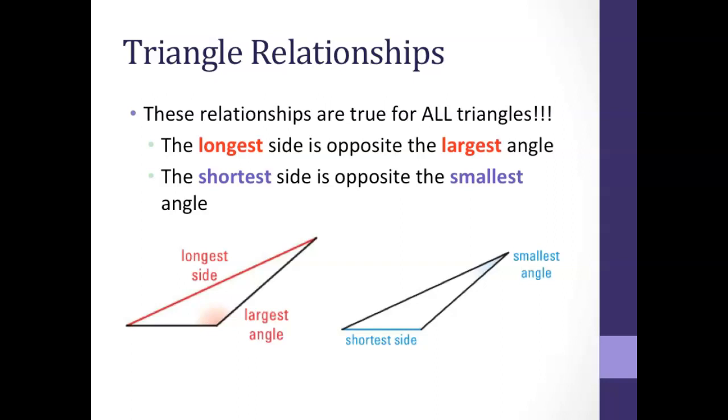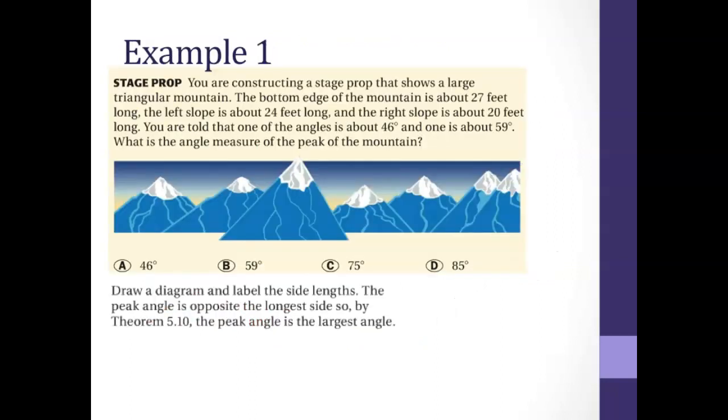Take a look at example 1. You are constructing a stage prop that shows a large triangular mountain. The bottom edge of the mountain is about 27 feet long, the left slope is about 24 feet long, and the right slope is about 20 feet long. You are told that one of the angles is about 46 degrees and one is about 59 degrees. What is the angle measure of the peak of the mountain?